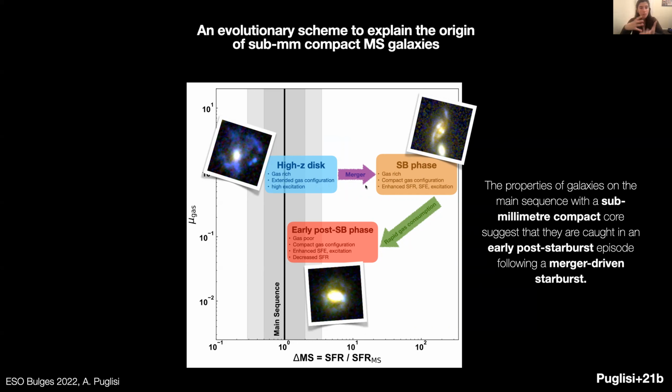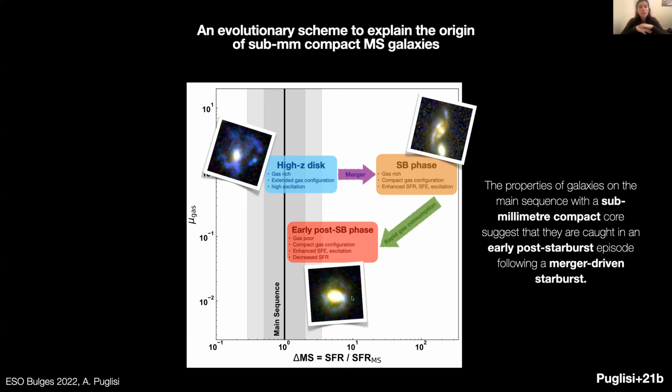But we believe that mergers drive gas to the center, ignite a starburst, and drive a galaxy above the main sequence. Here, the galaxy has a compact star-forming core, high star formation efficiency and excitation. And the gas in the system gets rapidly consumed during the starburst. And this causes the galaxy to go back to the main sequence.